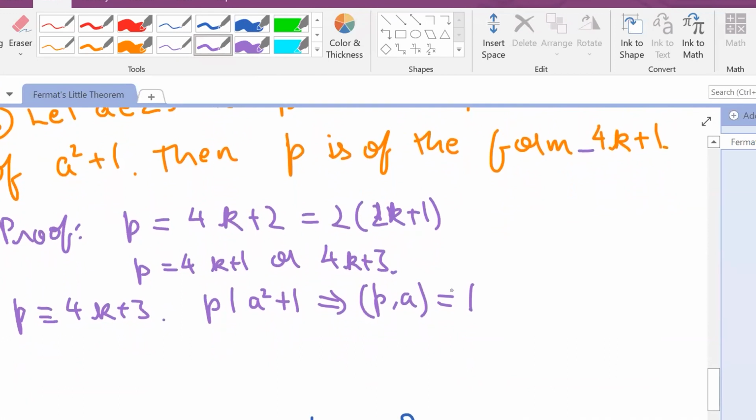Now, because the GCD of p and a is 1, we can apply Fermat's little theorem. Then basically, what do we have? We have that a to the 4k plus 2 is congruent to 1 mod p. Again, I'm using both the characterizations of p. However, we have that p is a divisor of a square plus 1, so a square is congruent to minus 1 mod p.